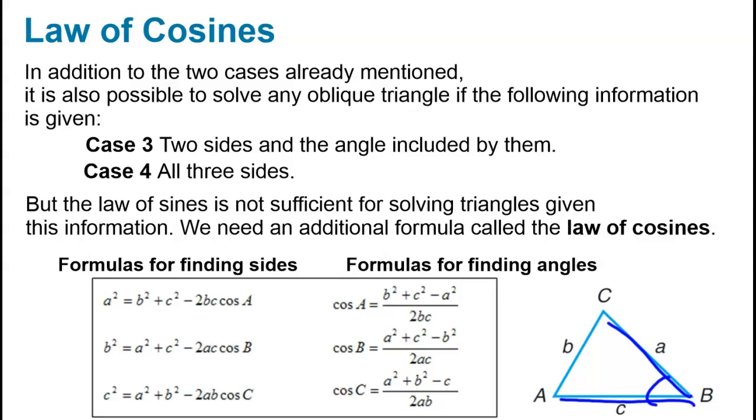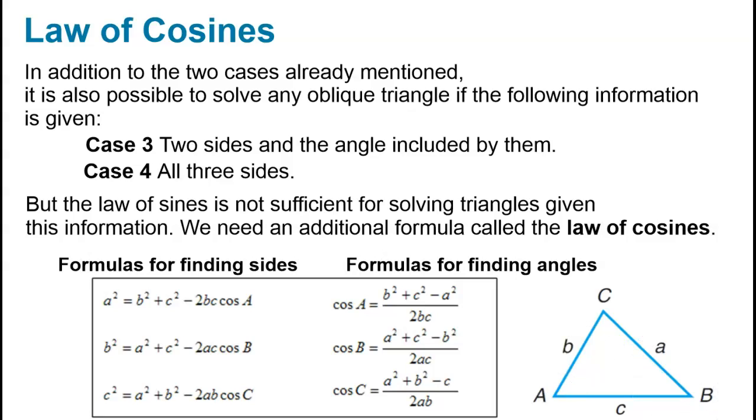And case 4 is where you're given all three sides. Sorry, it's getting late on my recording. Now one of the things you might want to do is jump right in and say, hey, I can use the Pythagorean theorem. But remember, you can't, because this is not a right triangle. It is an oblique triangle.